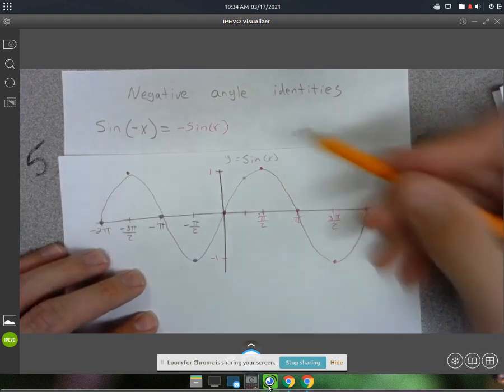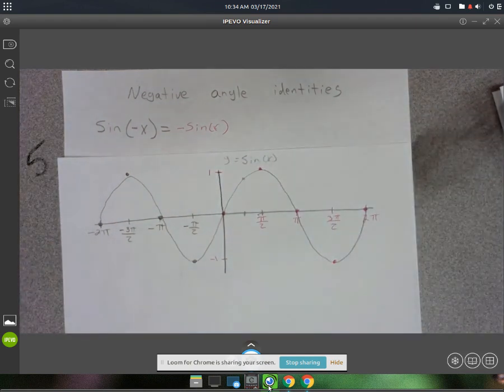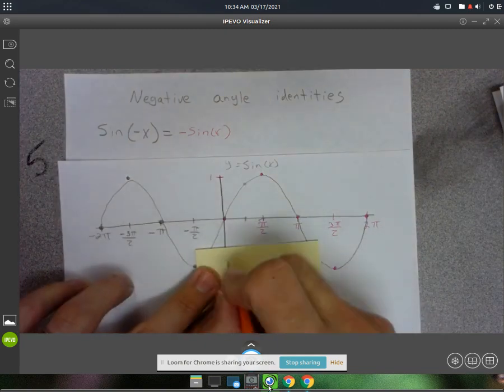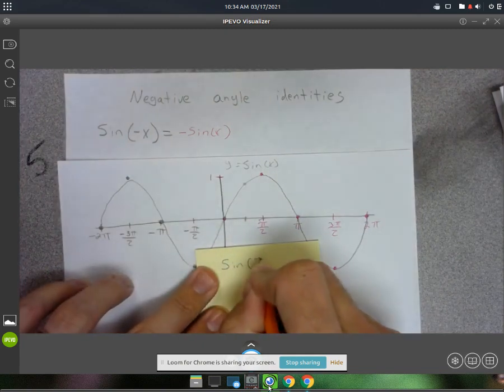But instead, if you were to ask me to evaluate, here, let me write it out actually. Sine of pi over 2.